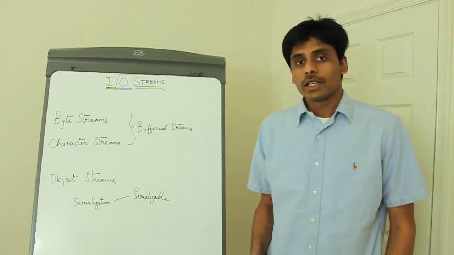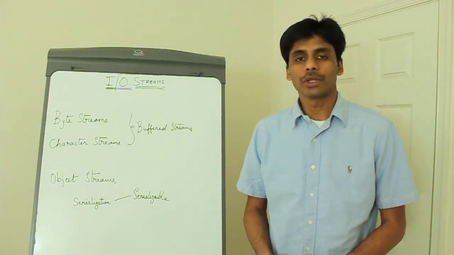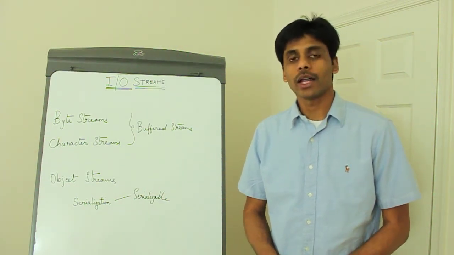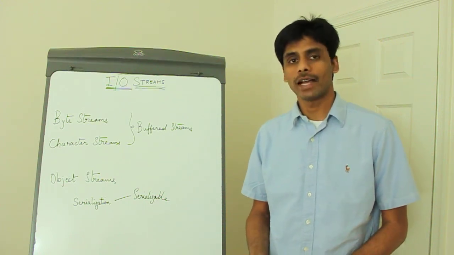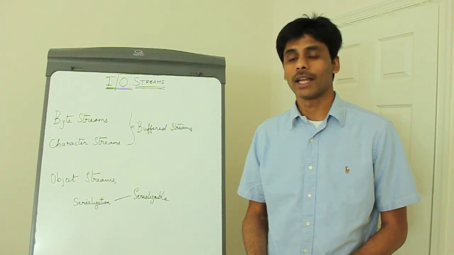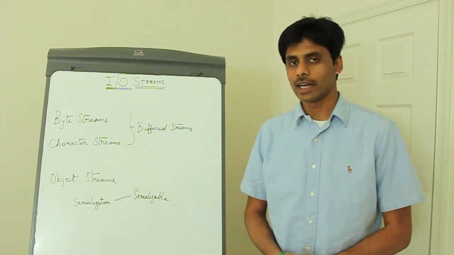To summarize, you now know that a stream is a logical handle to an input source from which you can read data, or an output source to which you can write data. This could be a file system, or it could be a network, or it could be any other thing from where you can read data or to which you can write data.